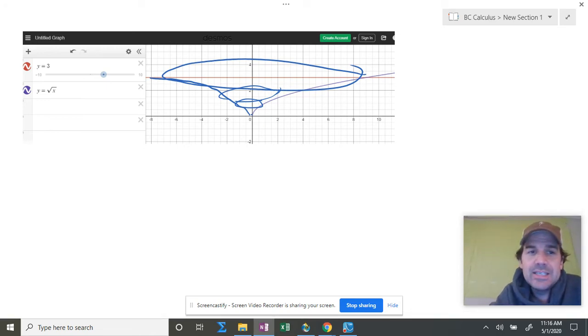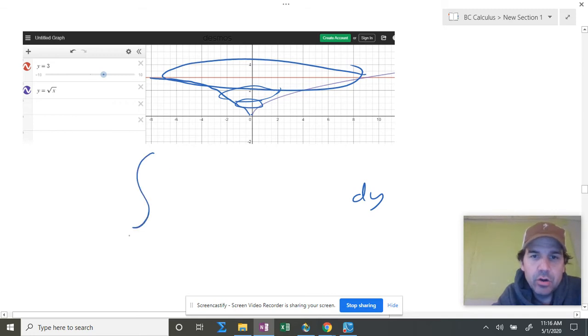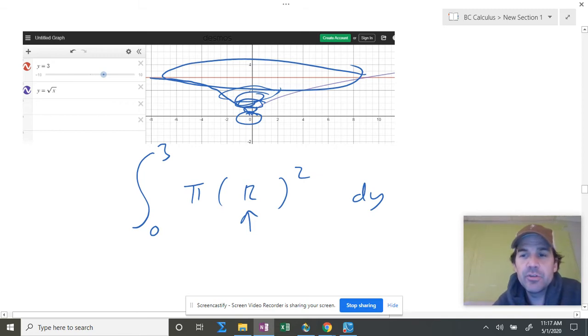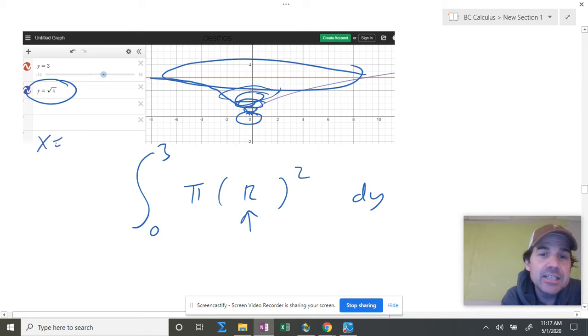But we're doing it in dy, so we're going dy integral. My y value is 0 to 3. It's circles, circles, circles. The area of a circle is pi times r squared. What is my r, though? My r is going to be something in terms of y. Right now y is in terms of x, so I just change that around and make it x equals y squared.